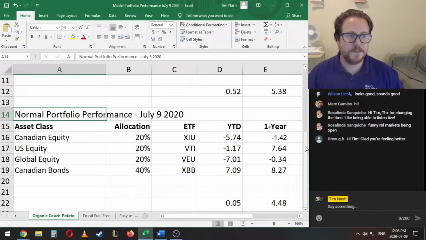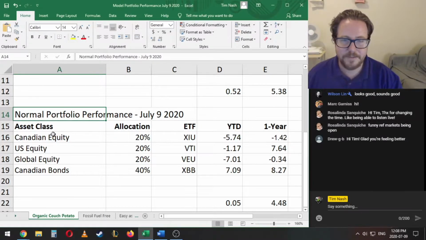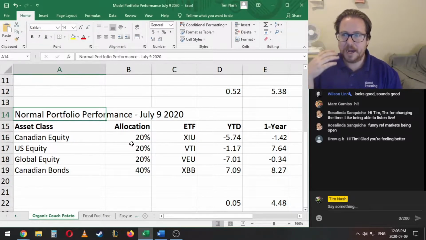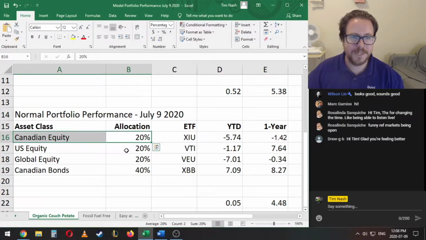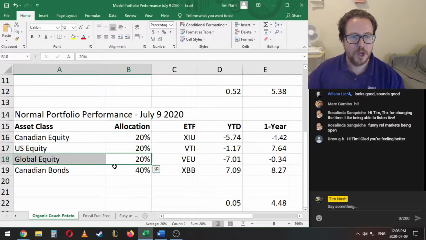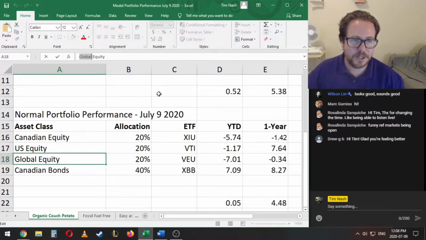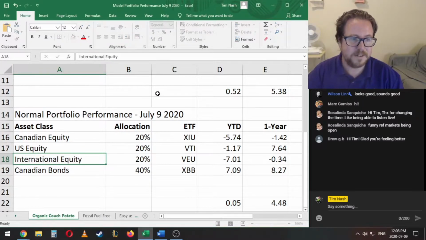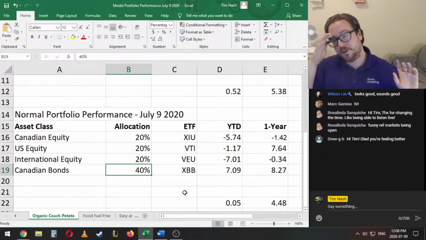And so you can see here for a very traditional portfolio, what I did is I took the classic Canadian couch potato approach. This does have what we call a home bias. So it is 20% Canadian equity or Canadian stocks, 20% US equity or US stocks, 20% global, or this should probably actually be international, is the definition that they use here, because this is not US, this is the rest of the world, and then 40% very standard bonds.